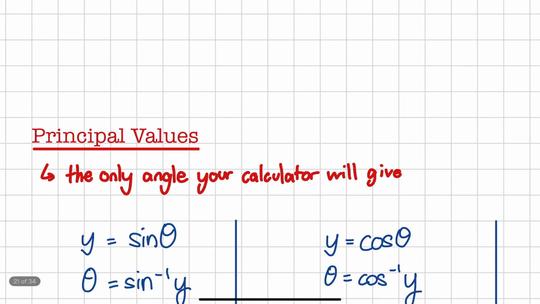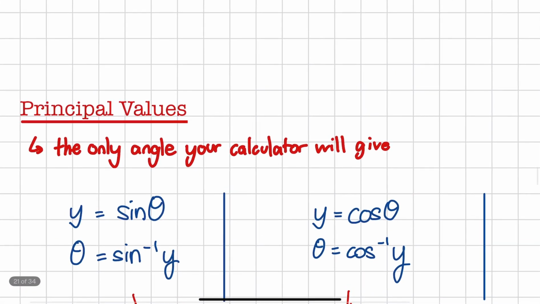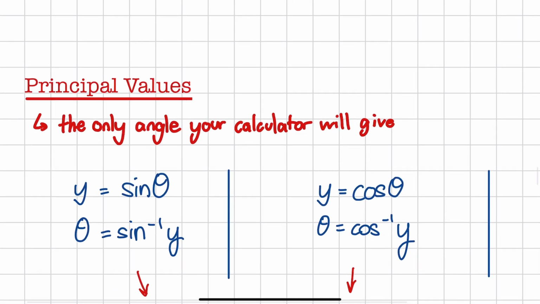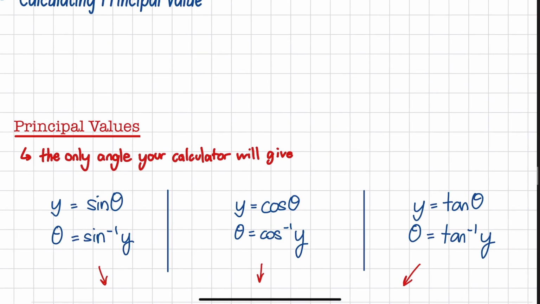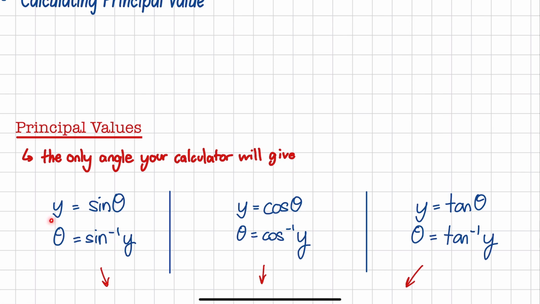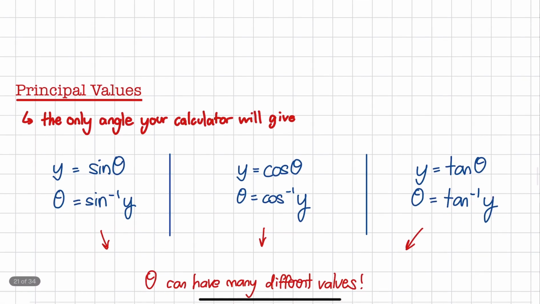a principal value. So in layman's terms, principal value just means the only angle your calculator will give you. For example, let's say I have these three trigonometric functions: y equals sine theta, whereby y is a value and theta is an angle, whether it's degree or radian. I can have theta equals sine inverse y, cosine inverse y, or tangent inverse y. Take note that this angle theta can have many different values.